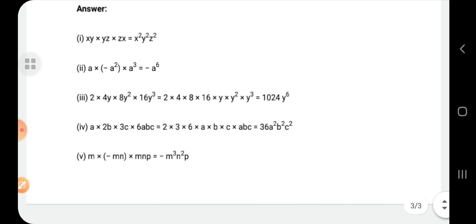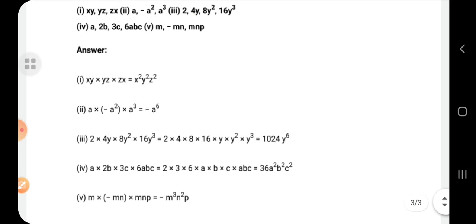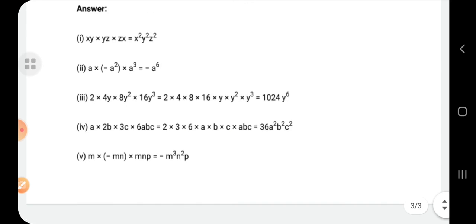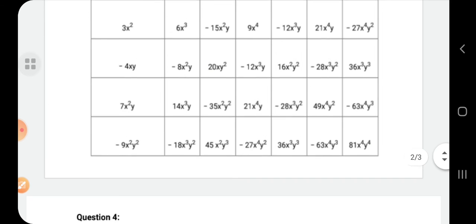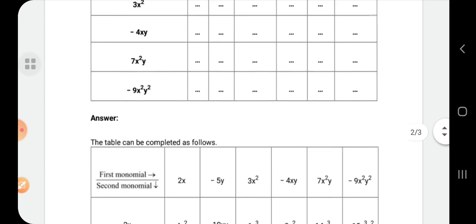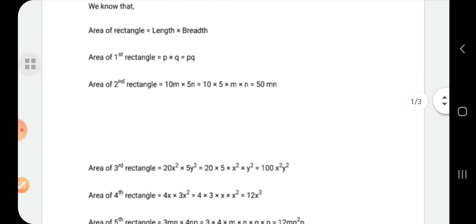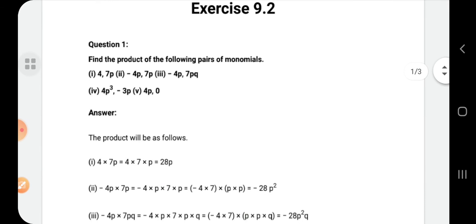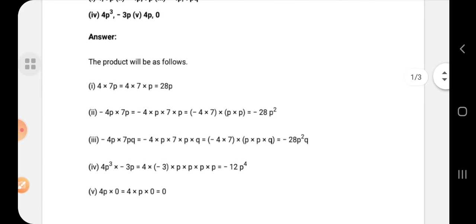In this way we will do this exercise. The last one is m into minus mn and mnp, so the minus sign comes, and m to the power 3, n to the power 2, and p. Okay, so we have to do the product of these algebraic expressions. We will separately do the multiplication of the numbers and the variables, and find the product.